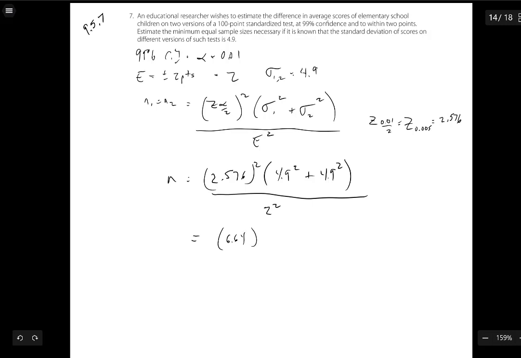So we're going to have here 6.64 times 48.02. All that's divided by 4. So here this is going to be 79.7, and we round up from that because we can't have a decimal number in a sample size. So our sample size is going to be 80.